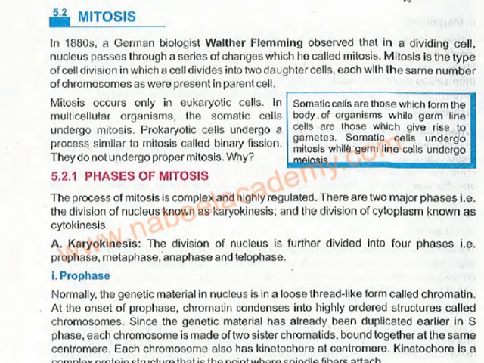You have to differentiate between mitosis and meiosis. You must know the process completely and without errors, without any confusion. It should be very clear in your mind. So what is mitosis? It occurs in eukaryotic cells and in multicellular organisms.